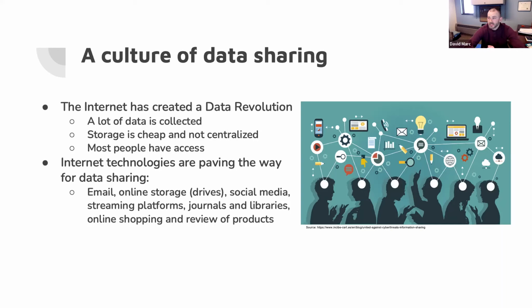And then journals and libraries. So when we need access to an article or to a book, many times we're going to the internet to get access to that. Online shopping, or just shopping in general. You're going online to read reviews that are people sharing content and information about their experiences with products and so forth.